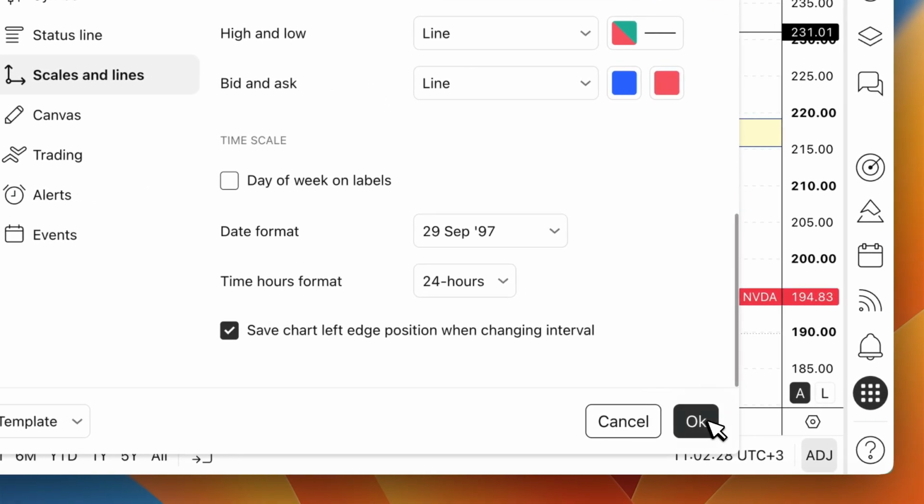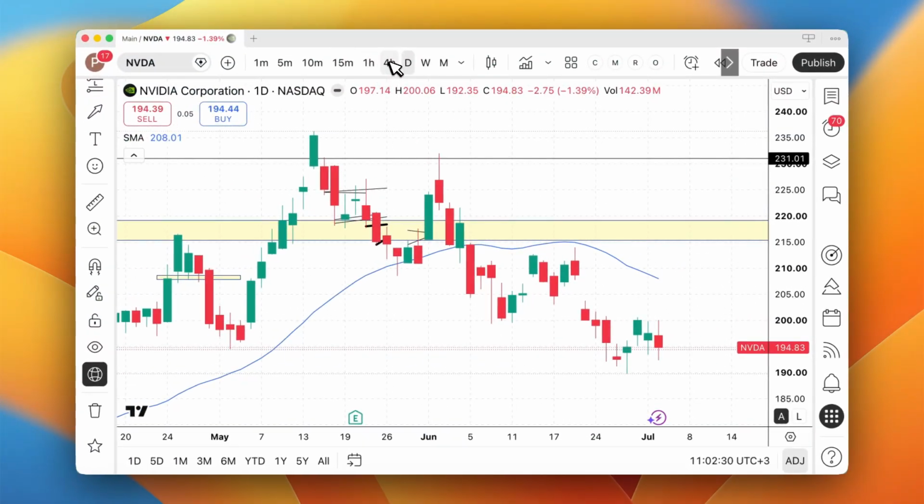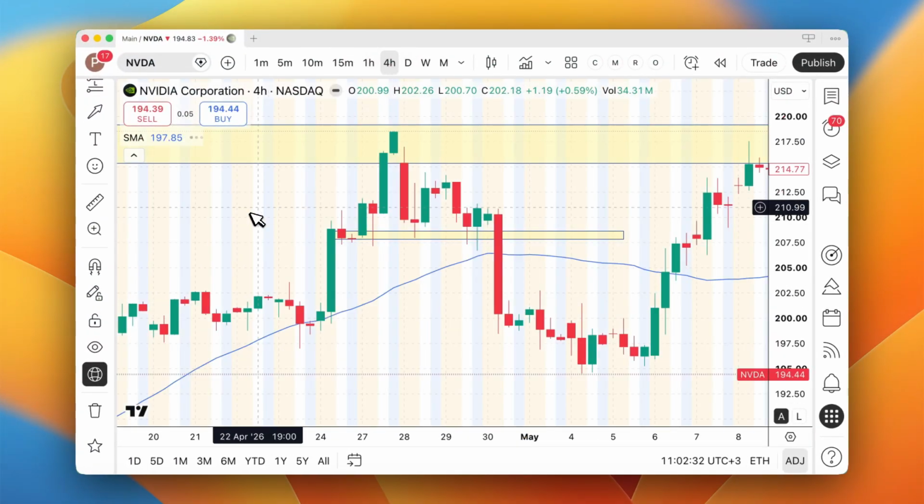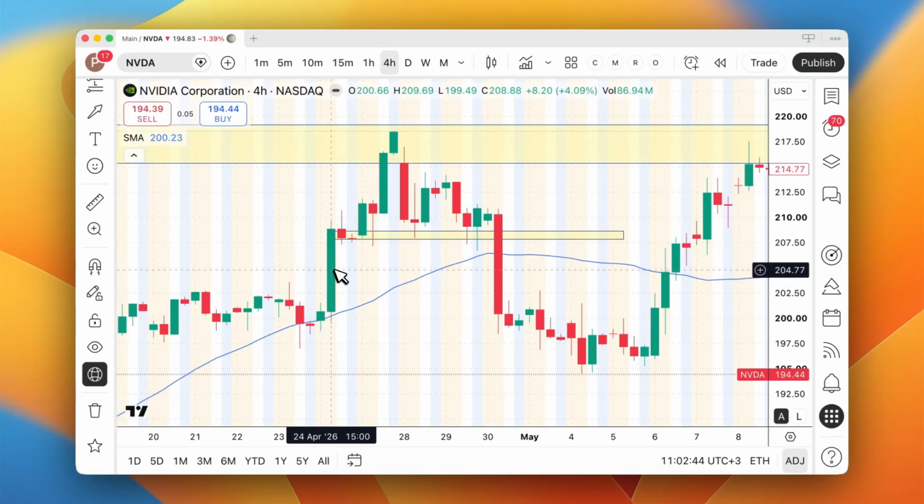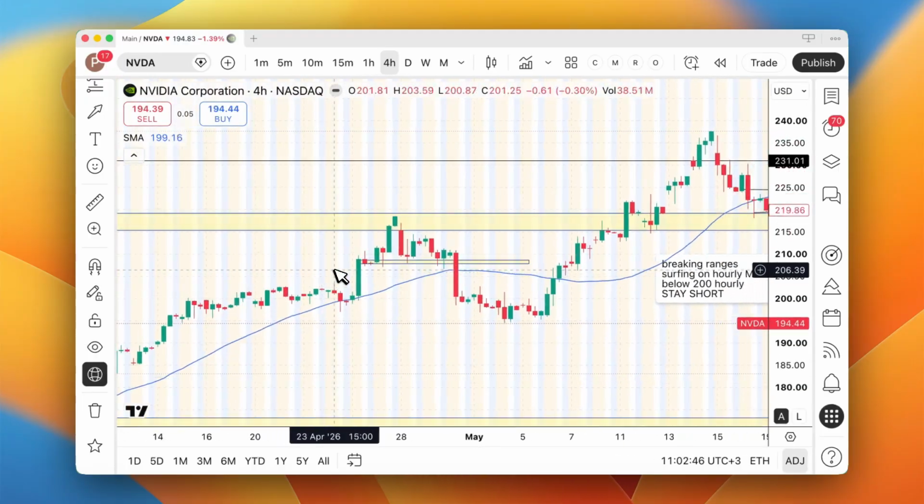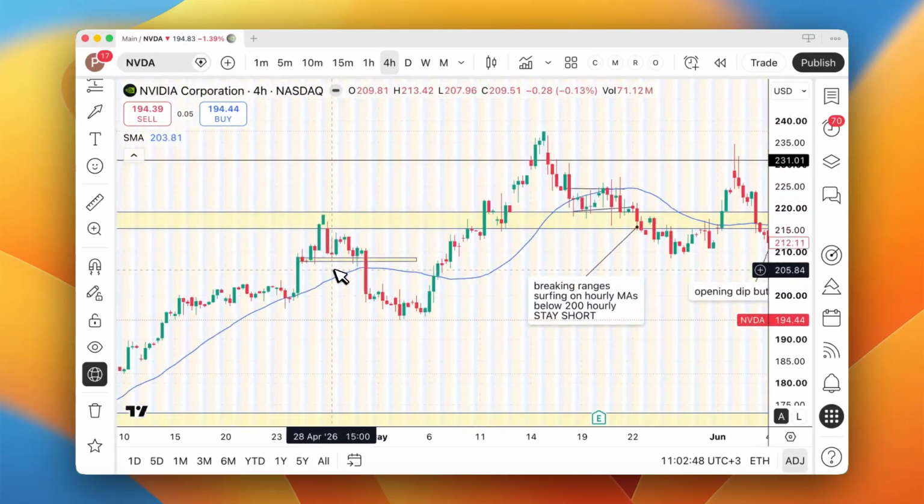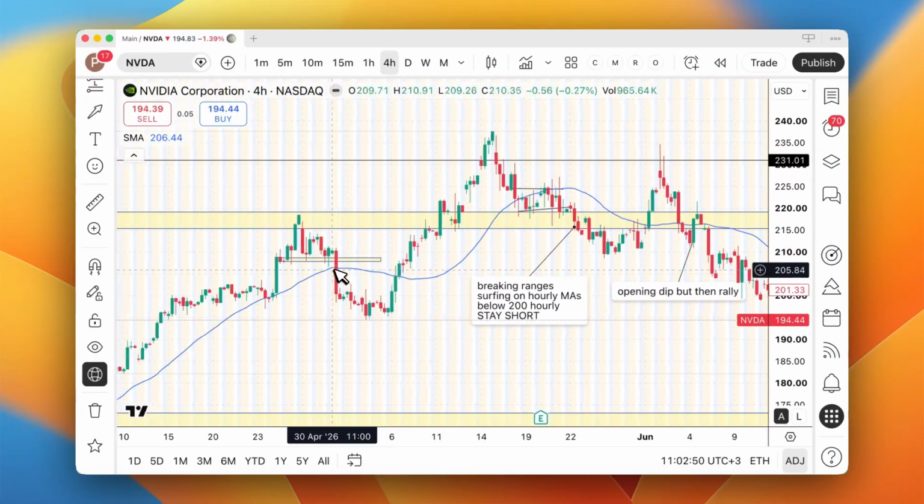So I click on this and I change time frame to 4 hours. Now we see the chart approximately started from the same place. Maybe it was 1 day off. And now the chart in the 4-hour shows the price data that I was looking at on the daily.